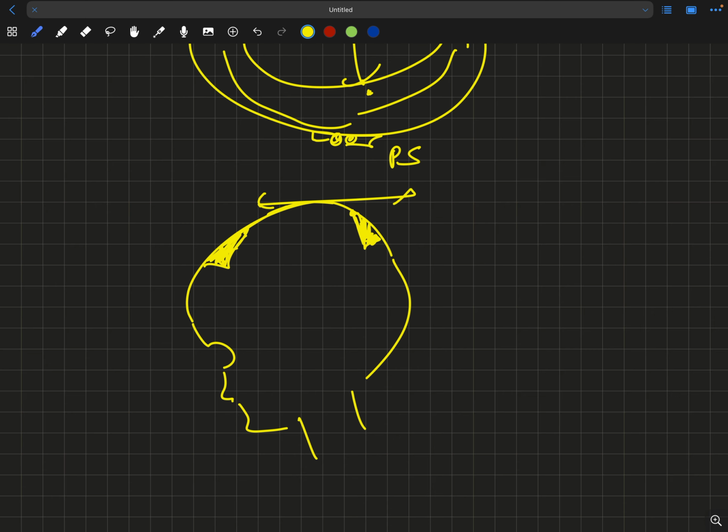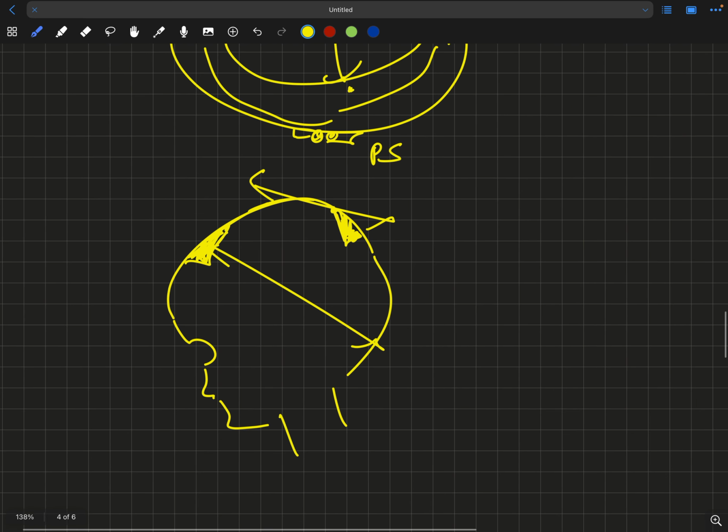I am not saying this is the truth or written somewhere in the book. This is the way to remember it. Suppose this is the vertex, we take a diameter that is somehow parallel to it. So this is the vertex presentation. We palpate the occiput, the denominator is occiput. This is the suboccipitobregmatic diameter, the anterior posterior diameter of engagement in case of a well flexed head or vertex presentation.